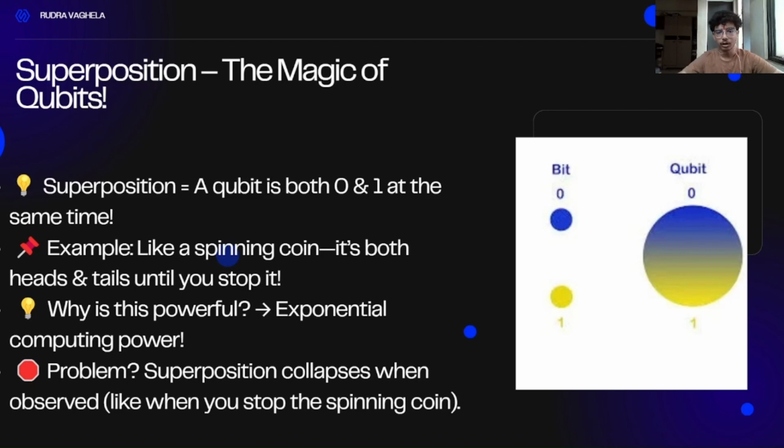Problem: superposition collapses when it's observed. Like when you stop a spinning coin, it may be heads or it may be tails. You can't predict it right at that point.